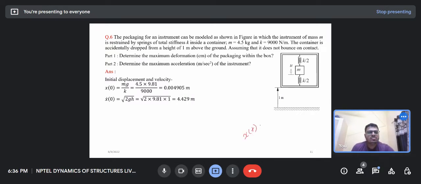x(t) is equal to A cos omega t plus B sin omega t. So from this you can calculate the maximum deformation in the packaging. First calculate the value of A and the value of B from the initial conditions.